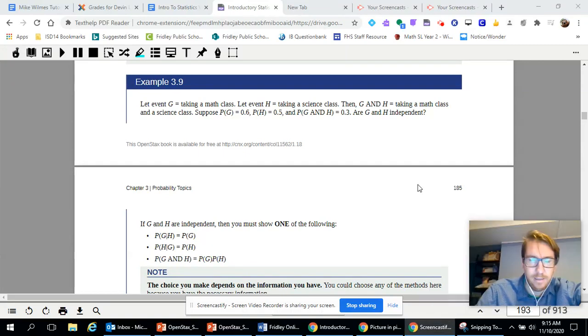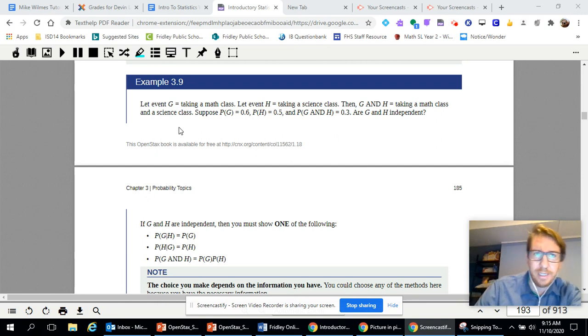All right, this is the example 3.9 video. So we have some events here, and we want to find out if they are independent of each other, so they have no impact on each other. So G is taking a math class, and H is a science class, and G and H would be both classes together, or a math class and a science class, not at the same time, but just taking them.